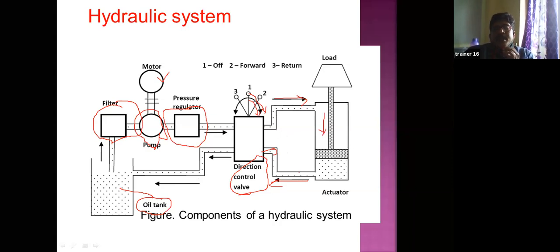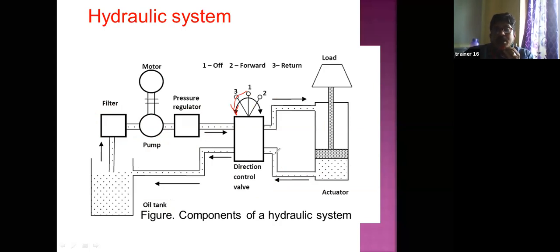When you press this in this direction, automatically the liquid flows and the load is lowered. Do you observe clearly? And then the liquid at the end goes back to the directional control valve, and to the oil tank. That means recycling.